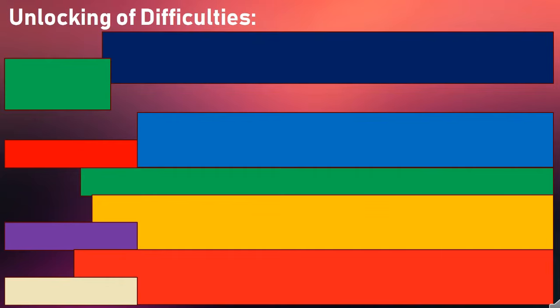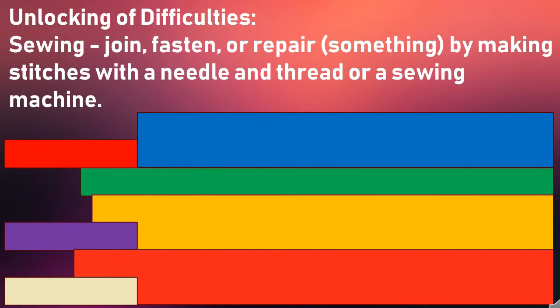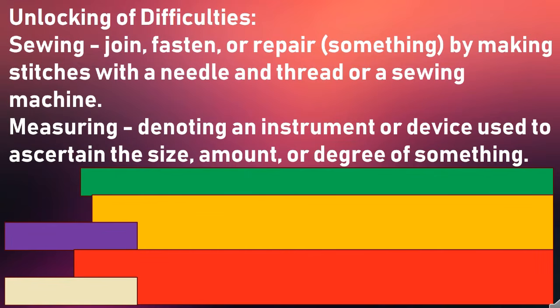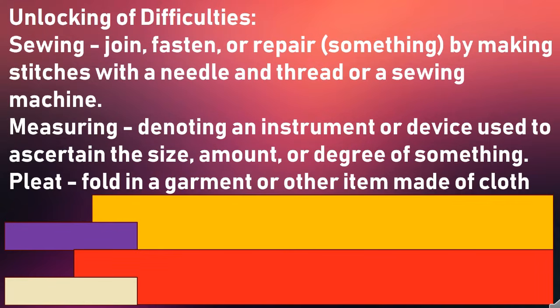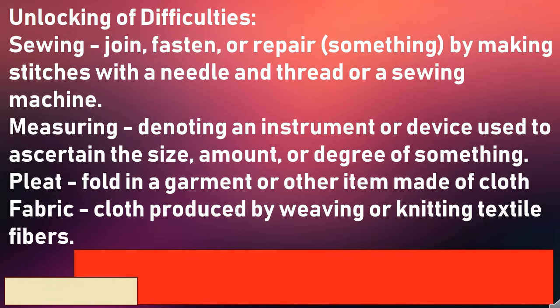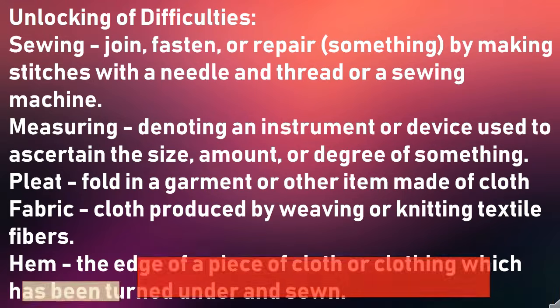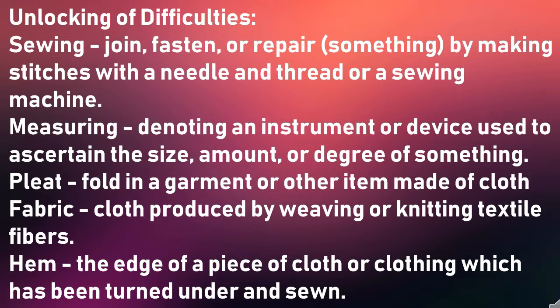Unlocking of difficulties. Sewing: join, fasten, or repair something by making stitches with a needle and thread or a sewing machine. Measuring: denoting an instrument or device used to ascertain the size, amount, or degree of something. Pleat: fold in a garment or other item made of cloth. Fabric: cloth produced by weaving or knitting textile fibers. Hem: the edge of a piece of cloth or clothing which has been turned under and sewn.